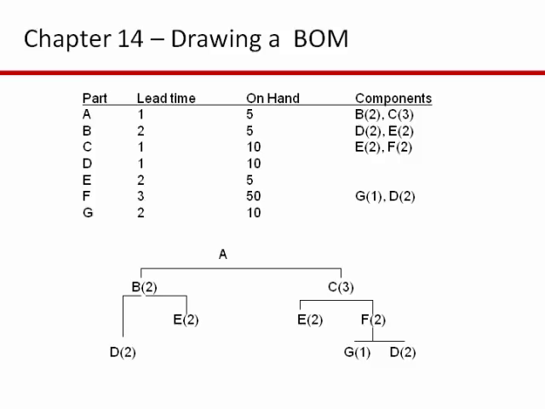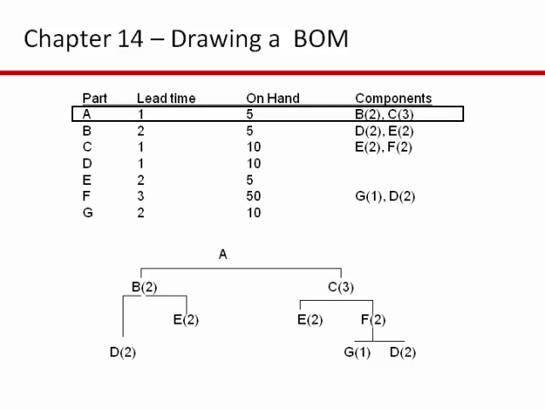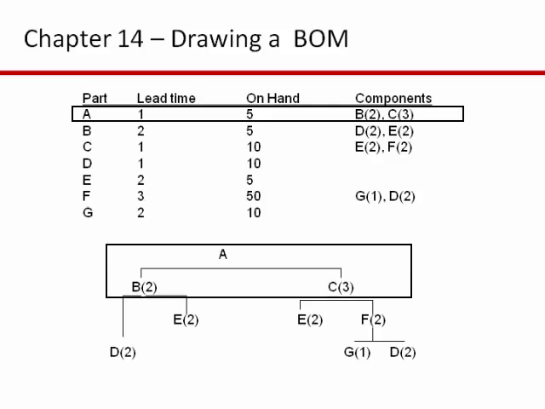So one of the skills that you're going to have to learn in Chapter 14 is how to draw a bill of material. Now, this is an example here. So if I look at Part A, I can see that Part A is composed of two B's. The number in the parentheses after the component is quantity. So it has two B's and three C's. So what I've done here is I've drawn A. A is the parent, and you can see here I've drawn its two children. There's two B's and three C's.